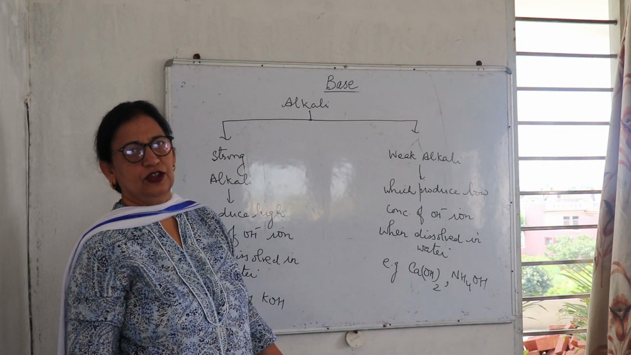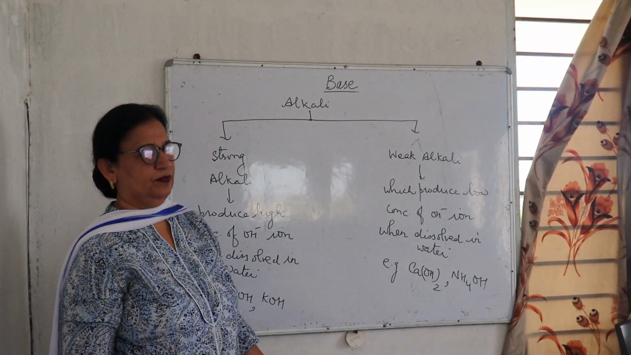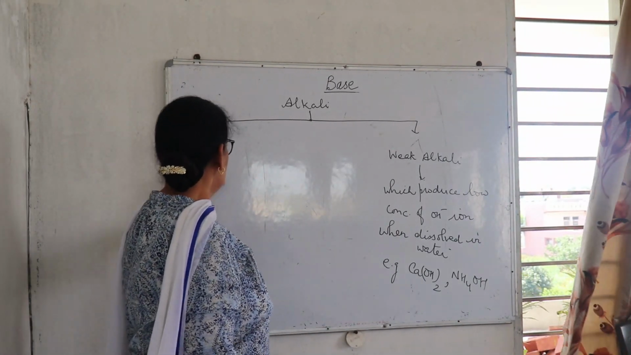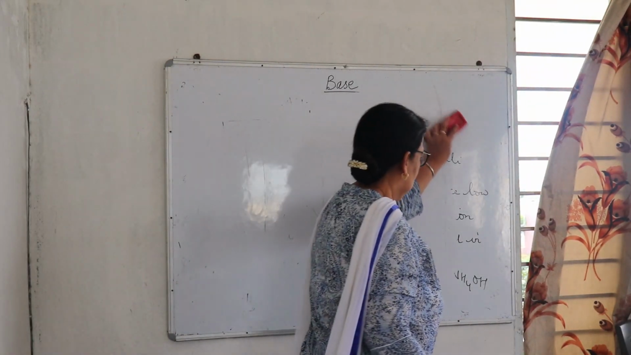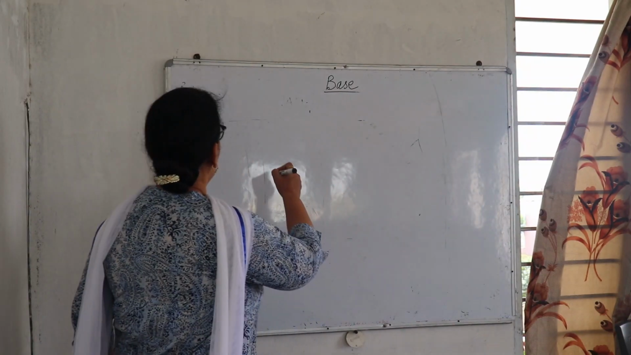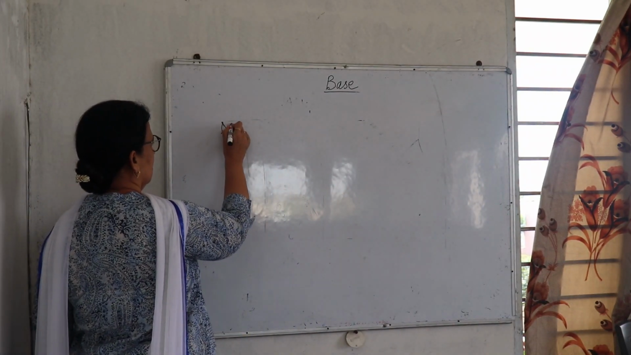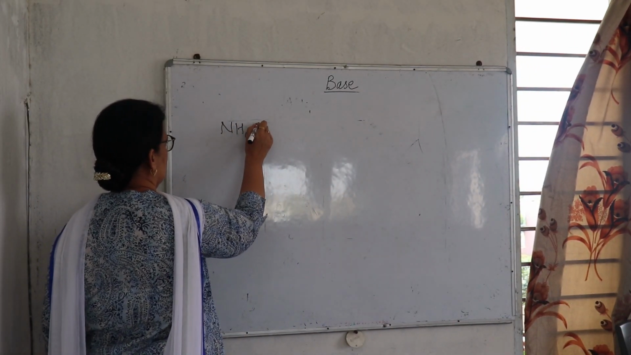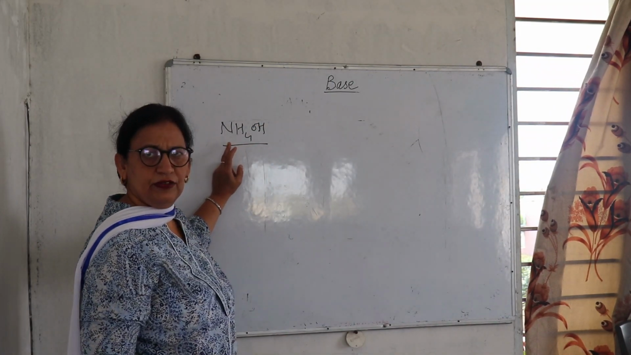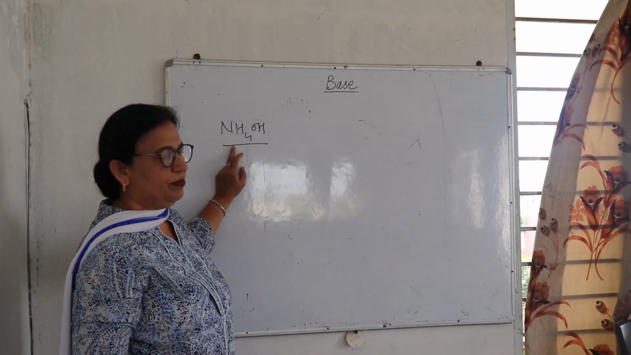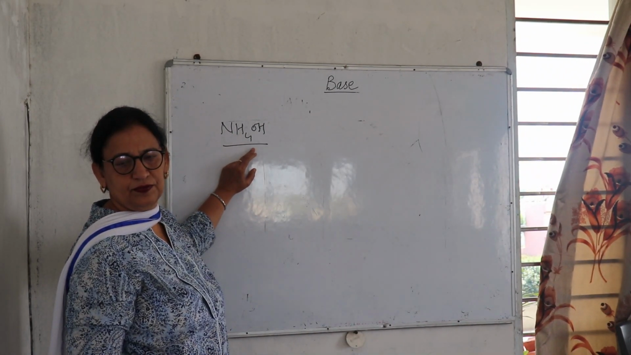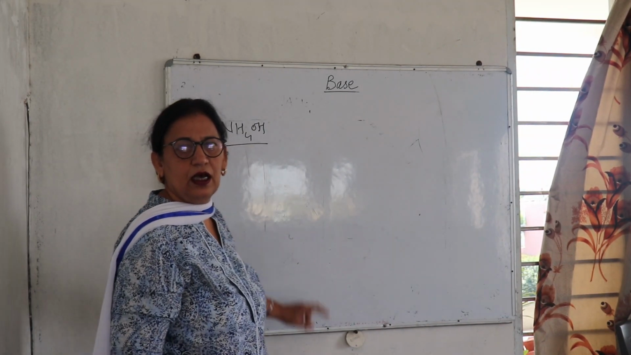This is the introduction of bases. Now there is one alkali which is formed from a non-metal. Name an alkali which is formed from a non-metal, that is ammonium hydroxide. Thank you.